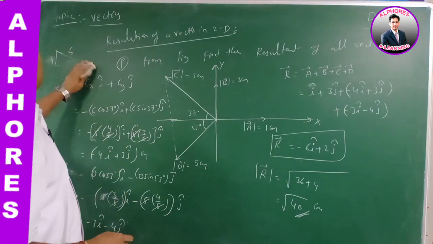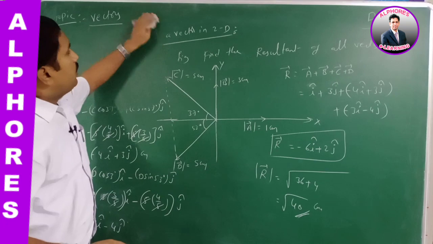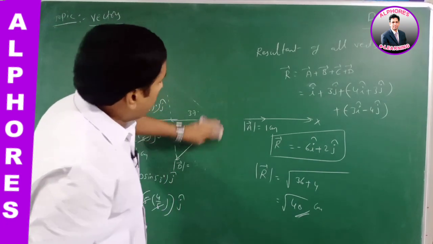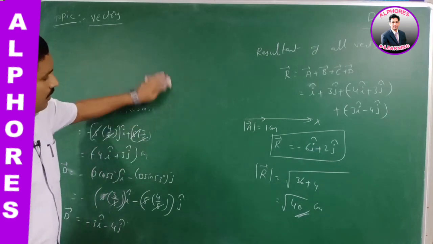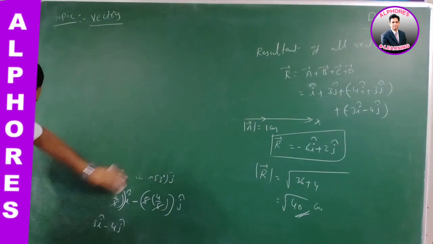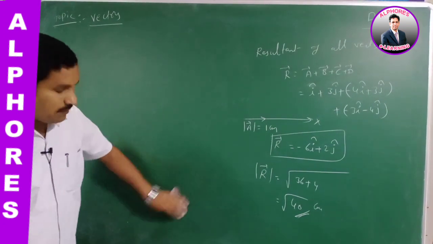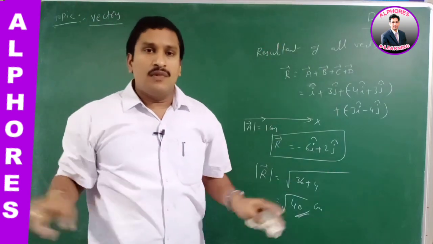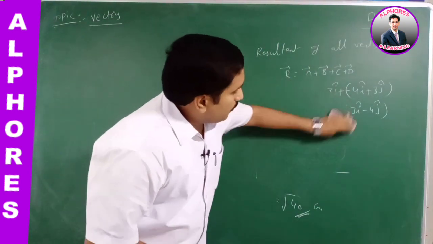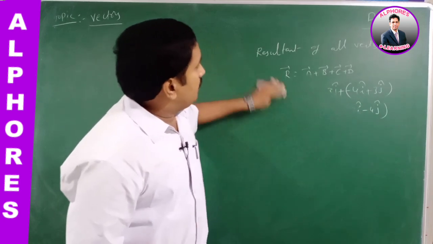Now I am going to the resolution of vector in 3 dimension. That is also most important. In 2 dimension, I just have to take the vector in a plane like xy plane or yz plane or zx plane. In 3 dimension, I have to take a vector in space. Space means just like this is a closed room. Now for this I am taking a cube to describe the resolution of vector in 3 dimension.